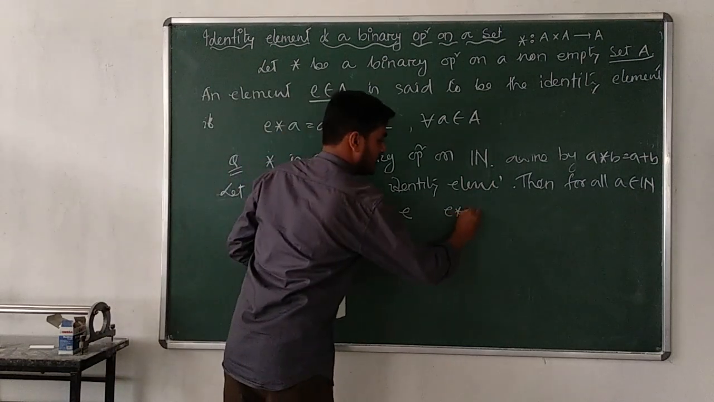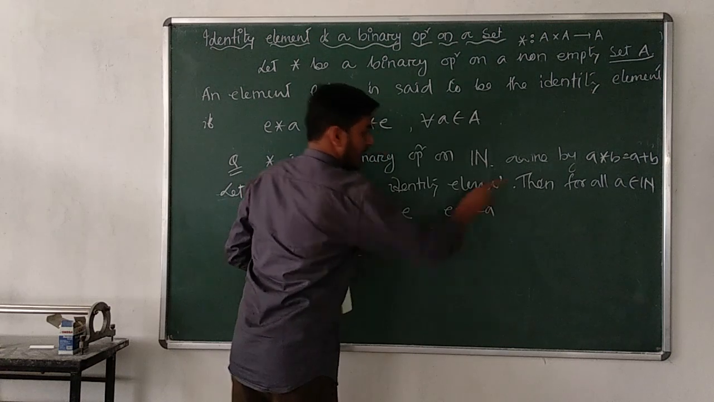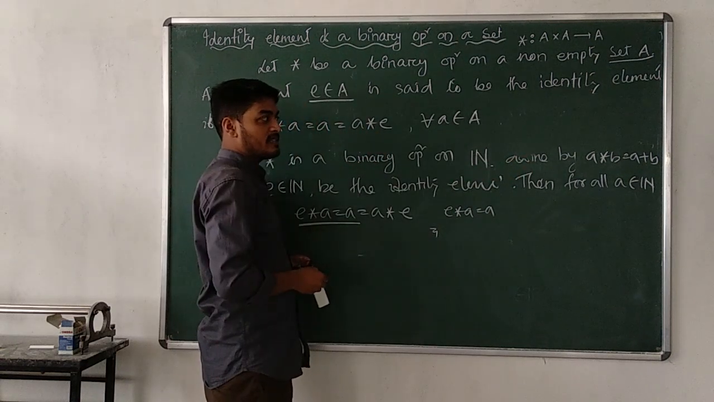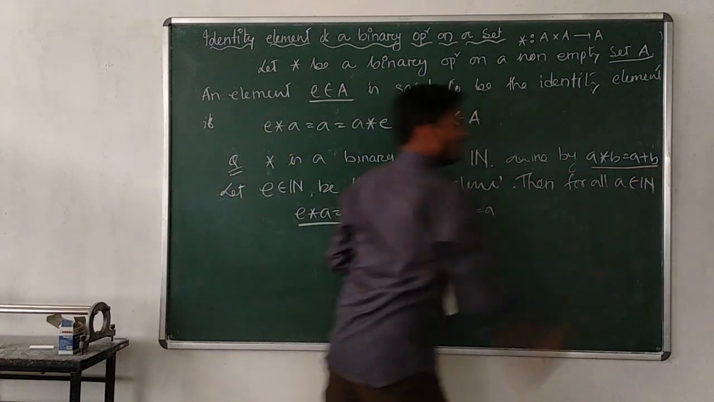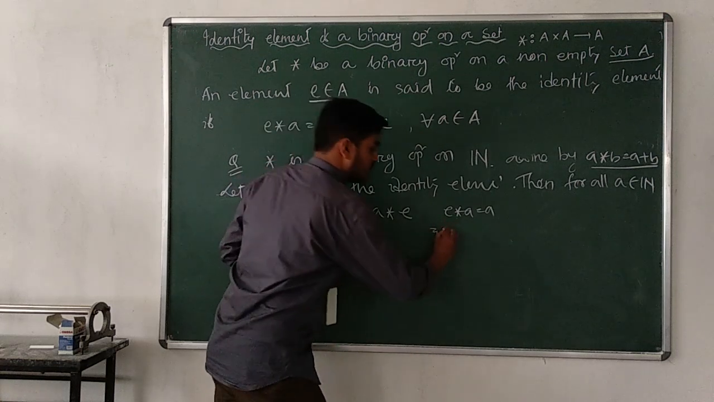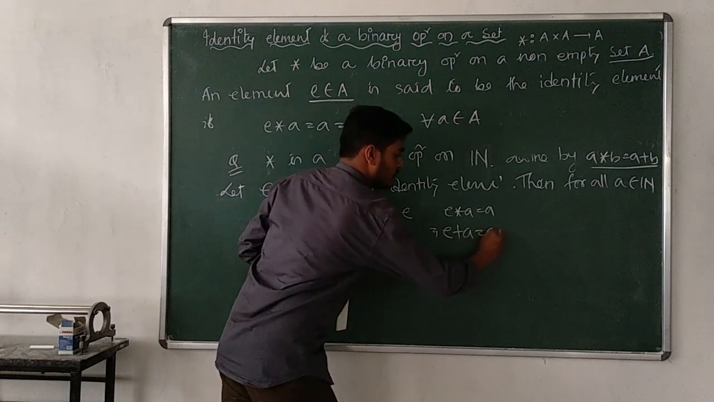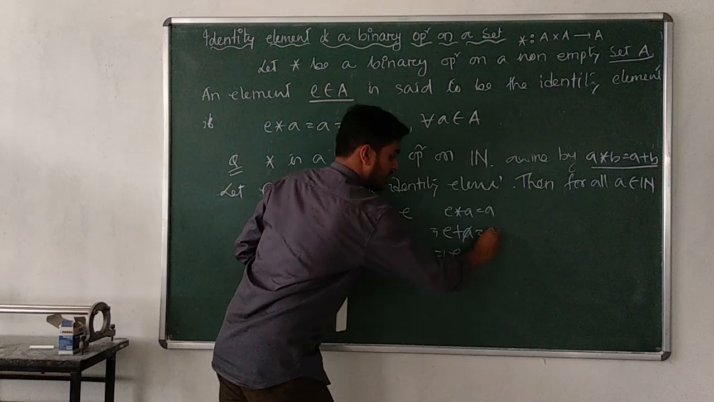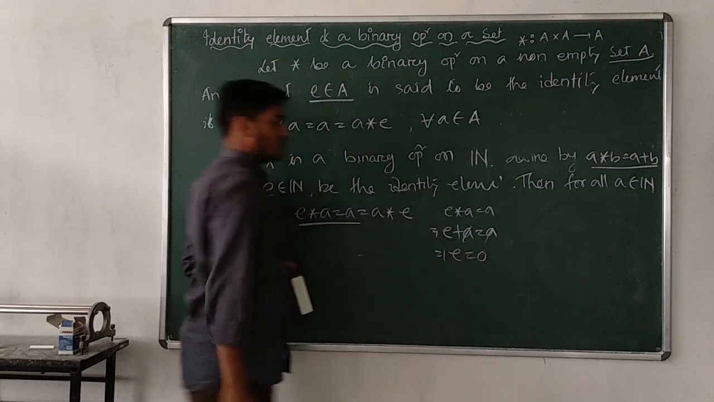e star a is equal to a star e. What is the binary operation? a star b equals a plus b. So e star a is equal to e plus a, which is equal to a. So what is the answer? a cancels, e is equal to 0.